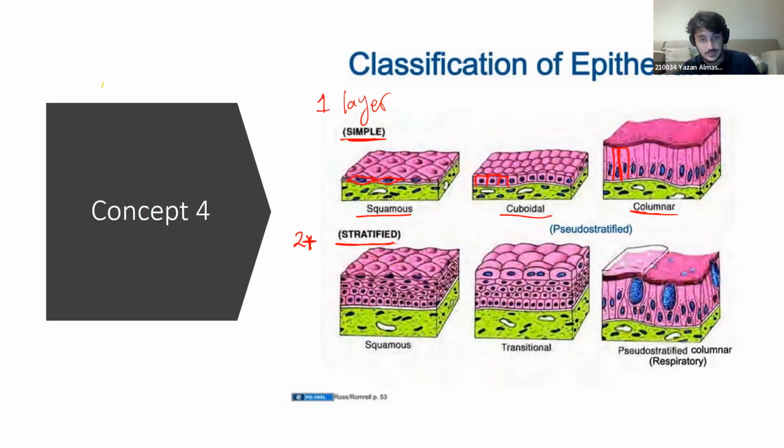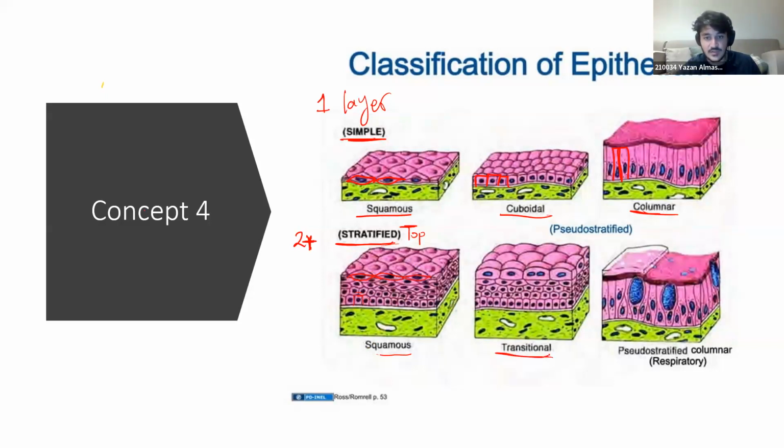Then we have stratified. Now for stratified, we look at the top layer. There are not many types to care about, but remember for squamous, you might think, oh, it's cuboidal here. Why is it called stratified squamous? Because we look at the top layer. So the top layer is squamous. So this is stratified squamous epithelium. Okay.